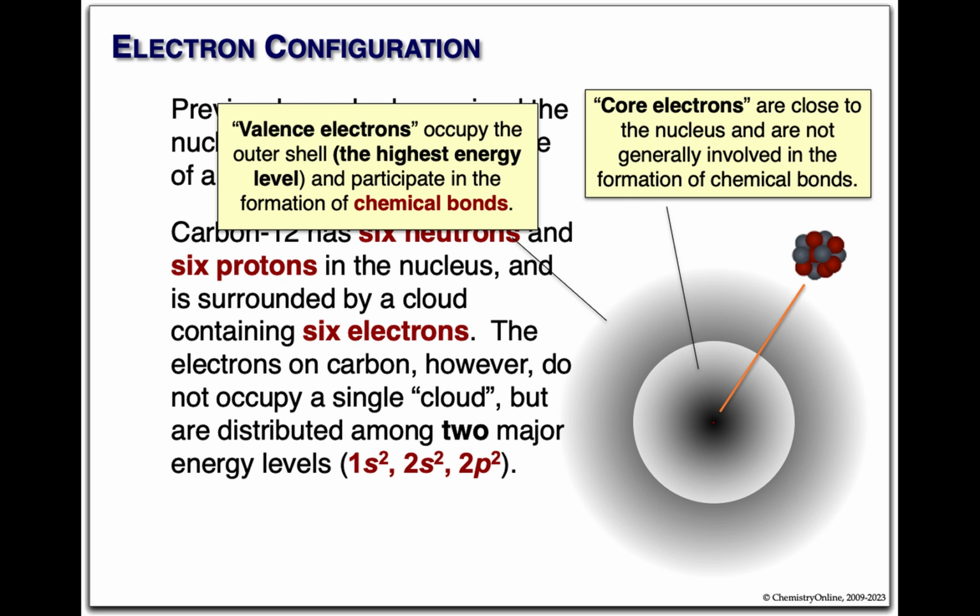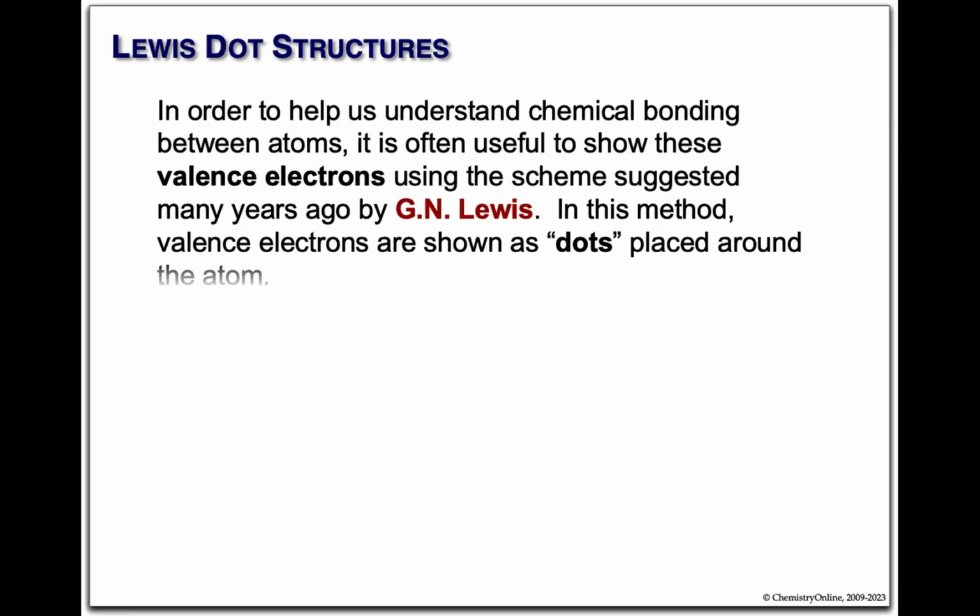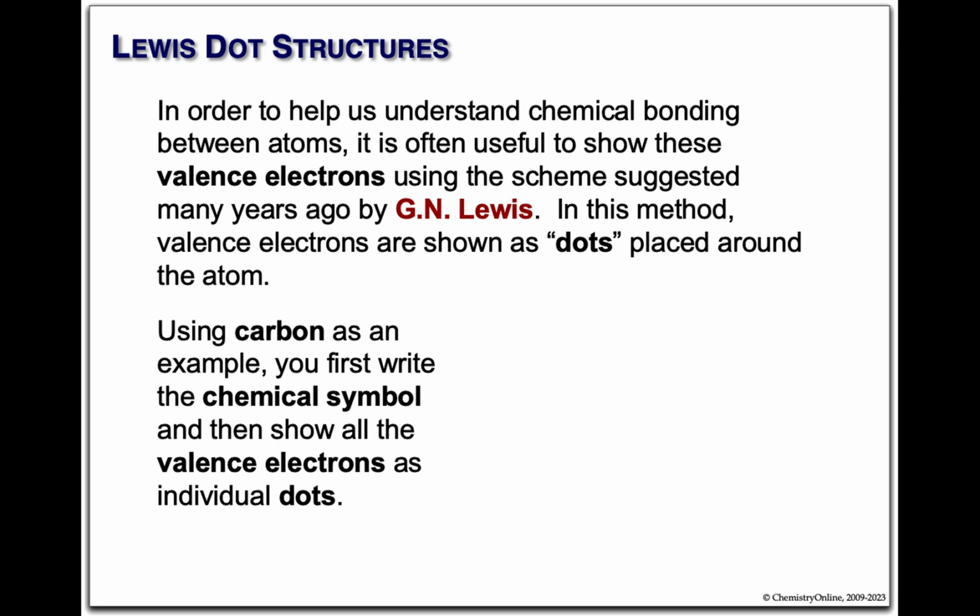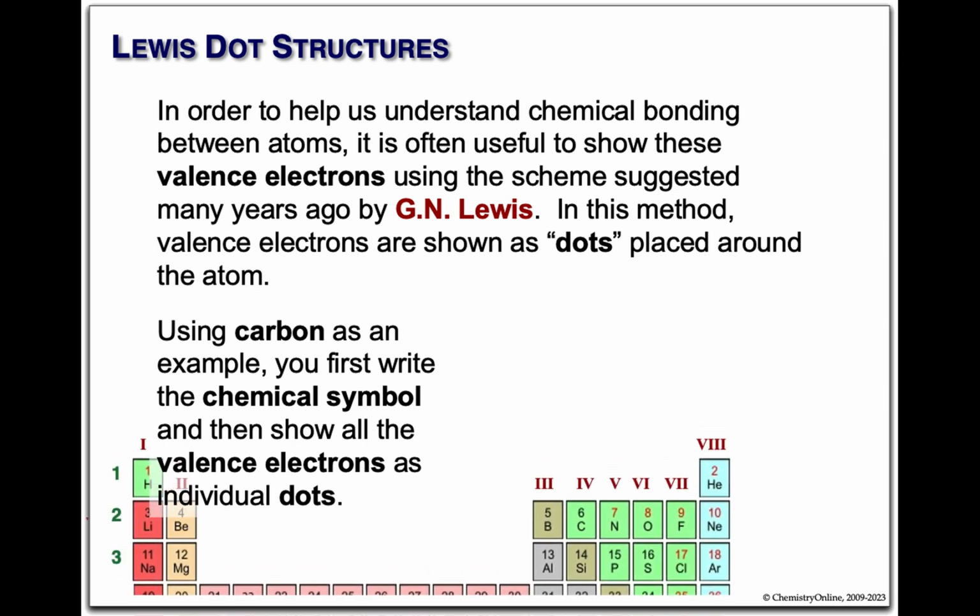Now, a long time ago, this is like 1870s, people knew that compounds existed, but they really had very poor understanding of bonding. A gentleman by the name of Lewis came up with a very simple way to predict bonding using what's called Lewis dot structures. Basically what he said, using carbon as an example, is the first thing you do is write the symbol for carbon in the middle.